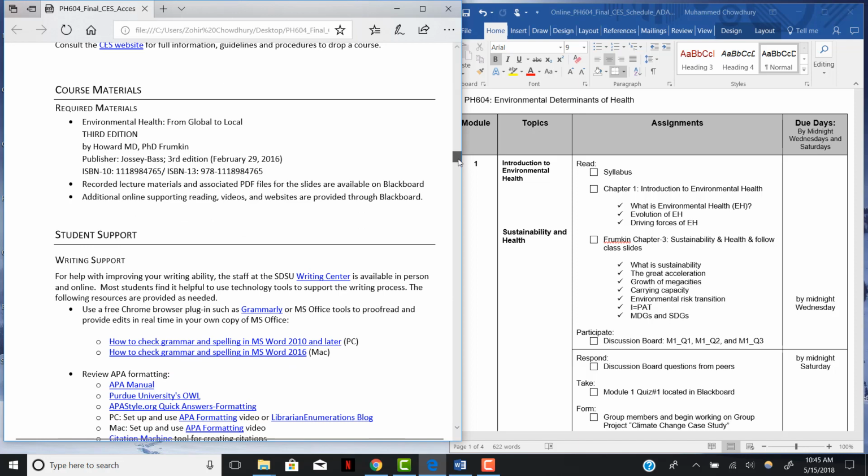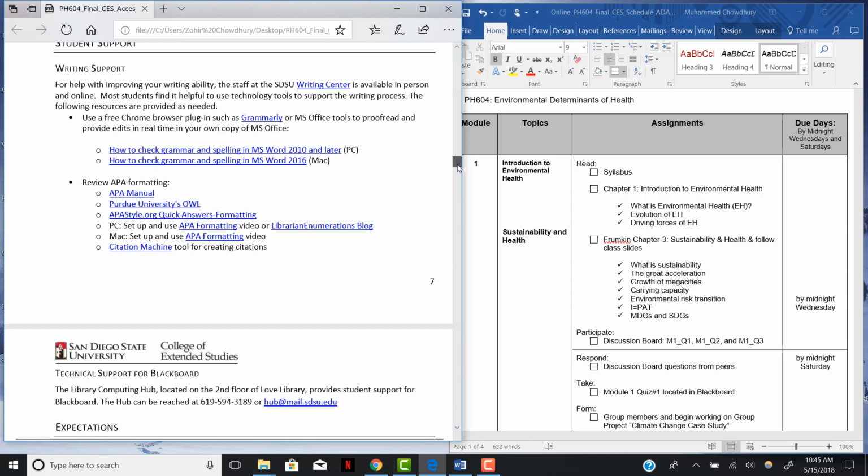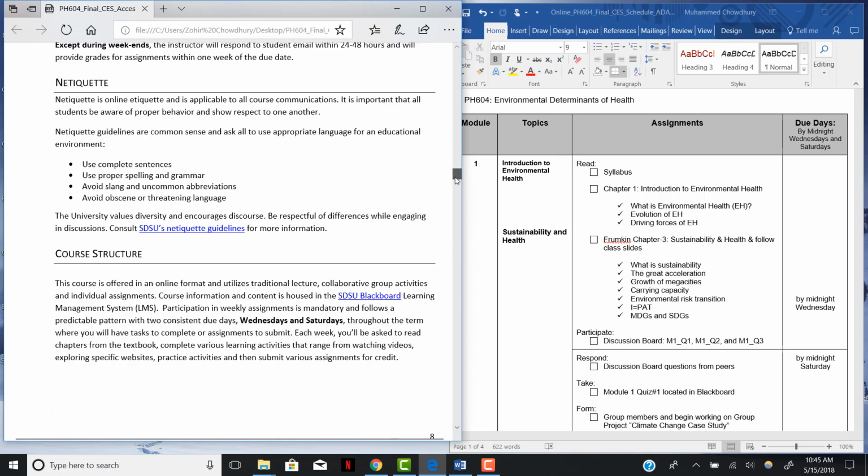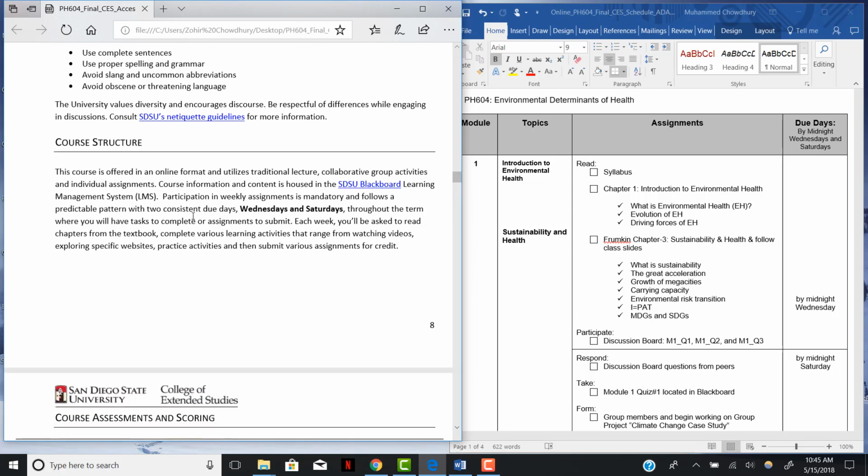Here you can find details about the textbook, as well as additional detail about what to expect from this class and the structure of this course. In this class, the due dates will all be on Wednesdays and Saturdays. On Wednesdays, there will be some due dates, mostly discussion boards, and on Saturdays, there will be other things that will all be due together. However, you are definitely encouraged to submit things early as you please.